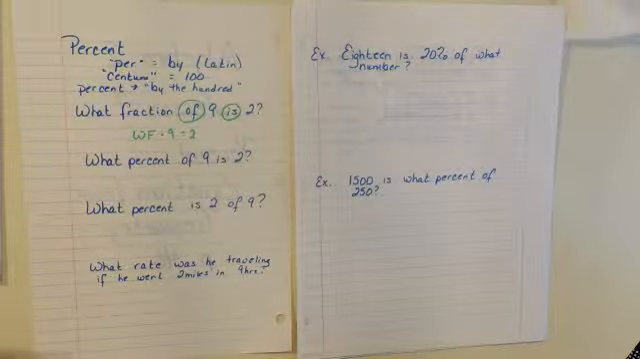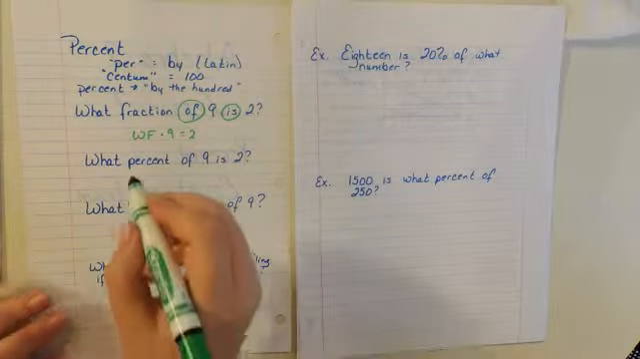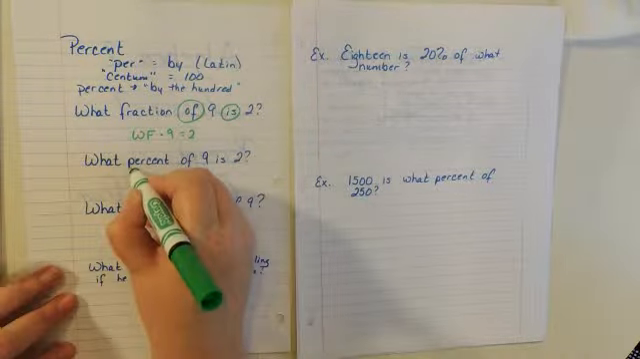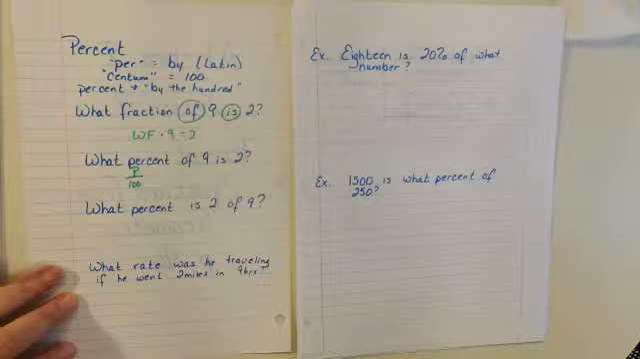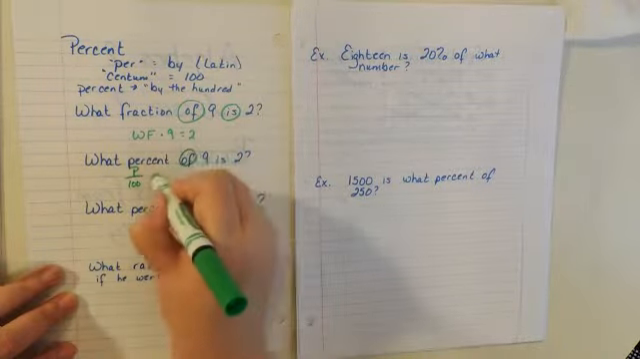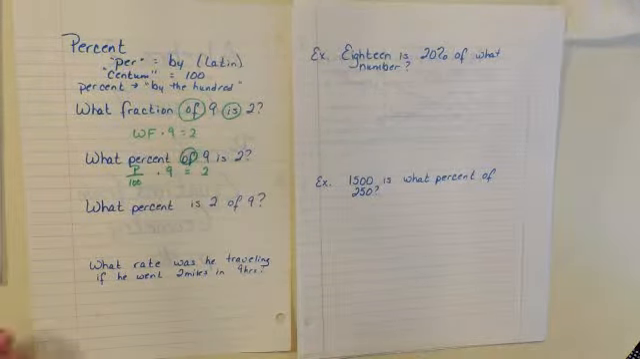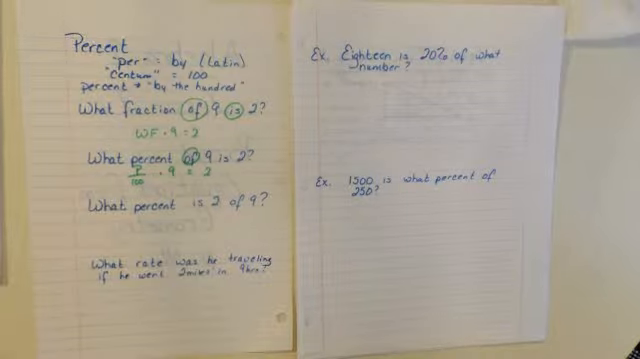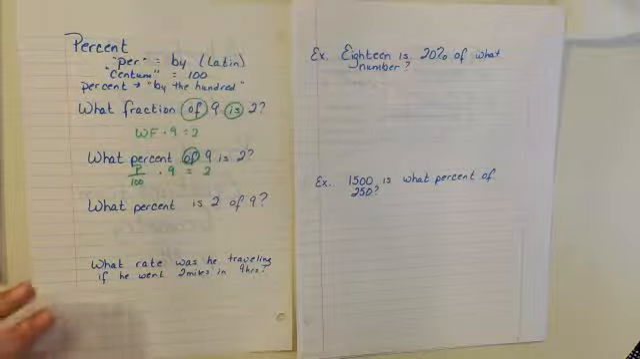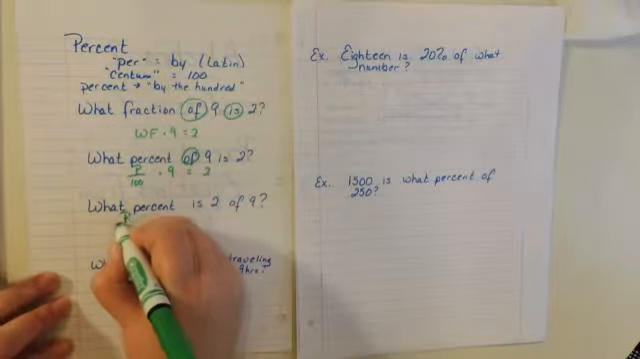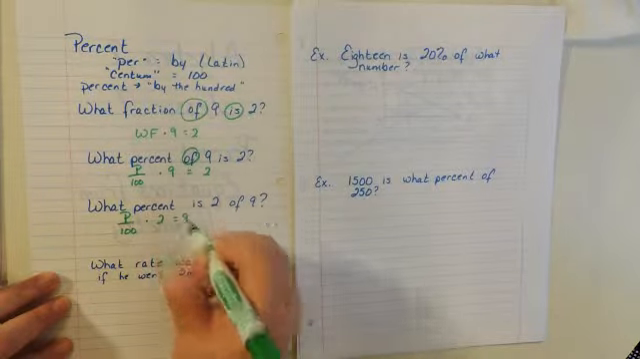If we want to say what percent of 9 is 2, we're going to start out the exact same way. Remember, percentage is by the 100, so we're going to say percent over 100 of 9 is 2. Let's turn it around and say what percent of 2 is 9?